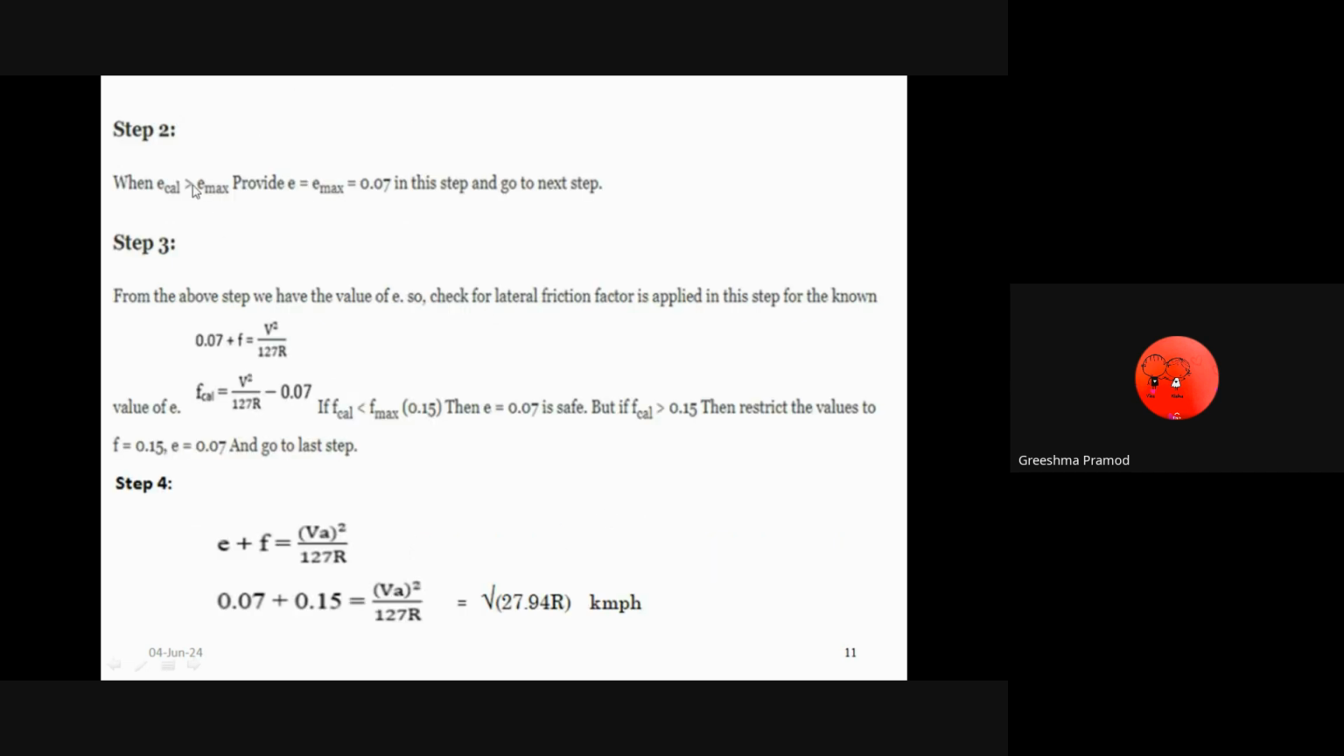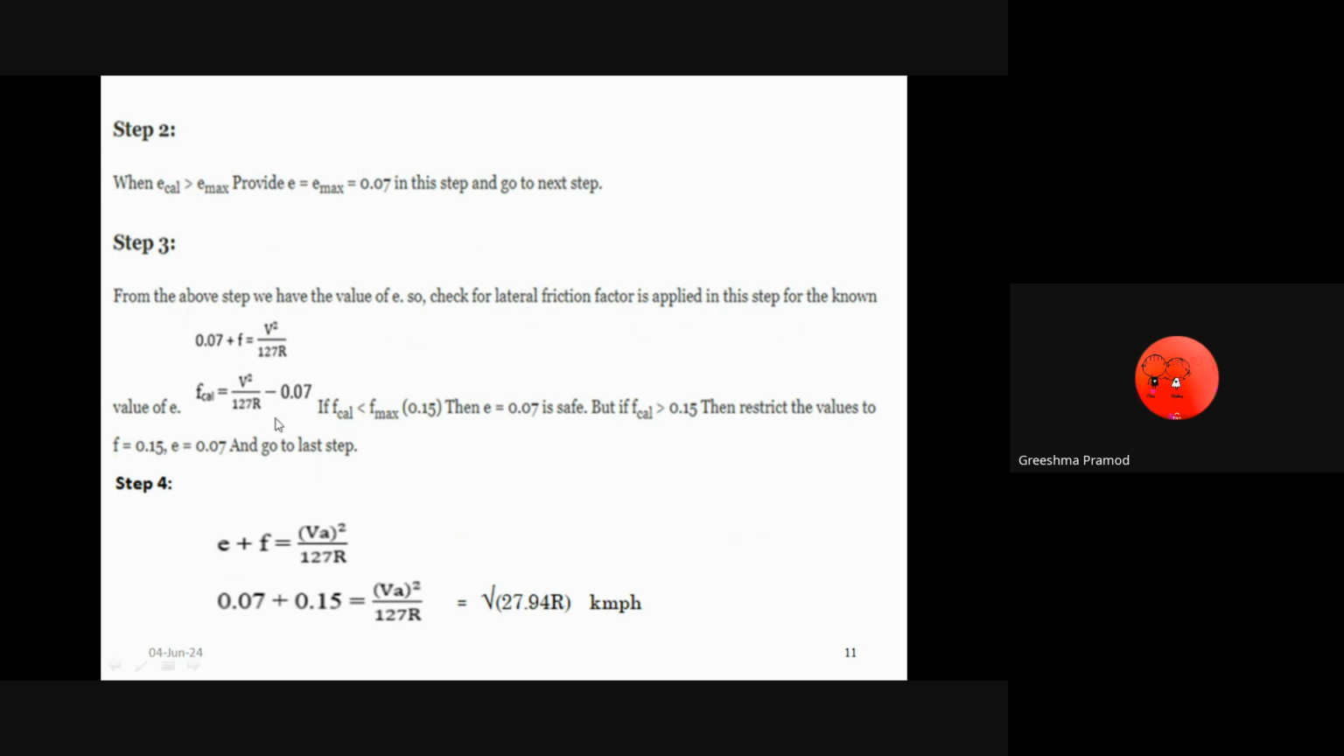When the calculated E is greater than the maximum, for the next step you need to give the maximum value of E, that is 0.07, and go to the next step. We know the formula E plus F is equal to V square by 127 R. Substitute 0.07, the maximum value of E, and from that we find F. So F is equal to V square by 127 R minus 0.07. This F value must be less than 0.15. If it is less than 0.15, then let us take it for design.